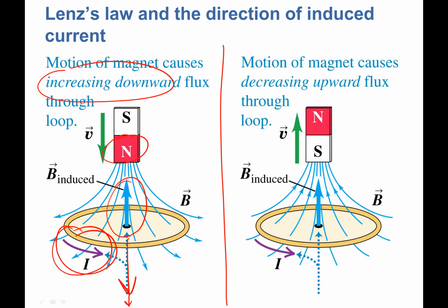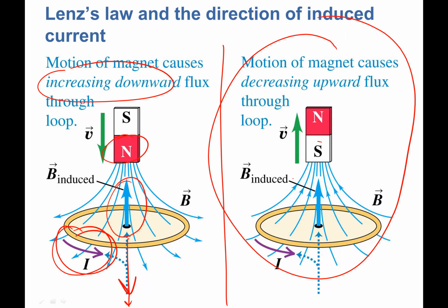Now you can see the same thing here if the south was facing. Kind of the same idea, but the external magnetic field direction is just different. But you can see, moving away compared to moving toward, you get two different directions of induced current: clockwise versus counterclockwise.